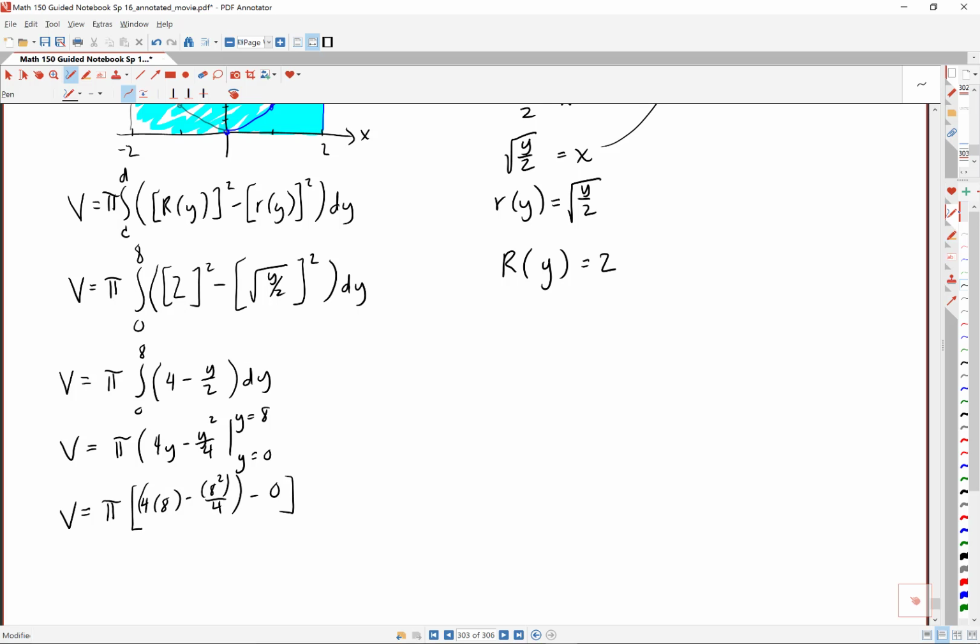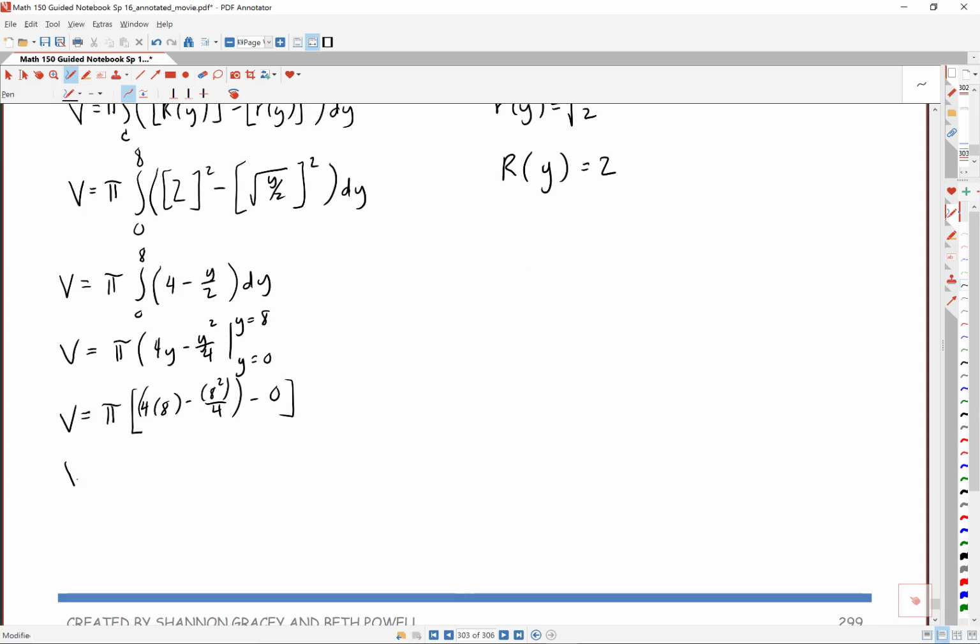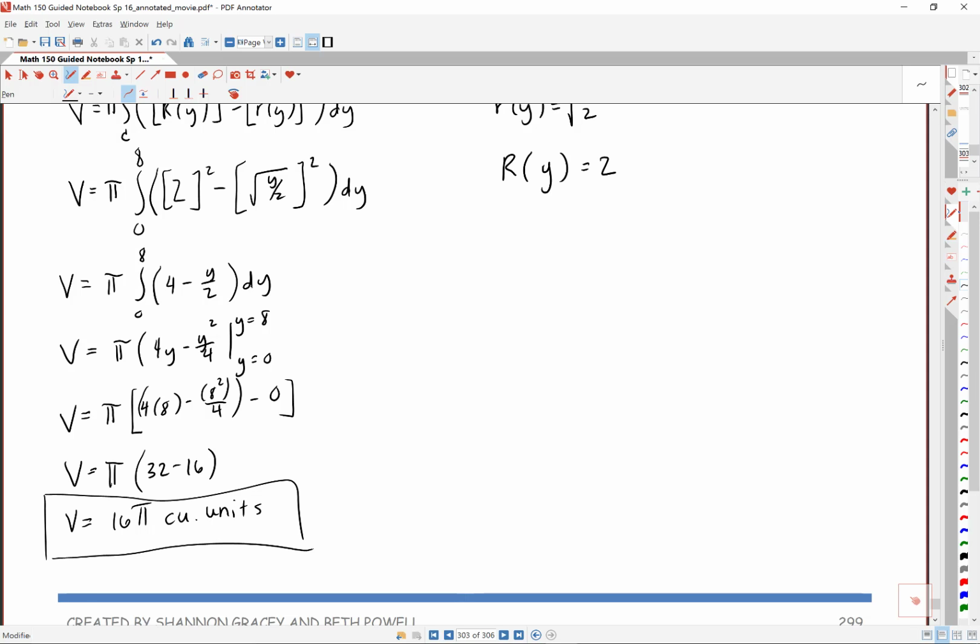So we will have our volume is pi times, we'll have 32 minus 64/4, which is 16. So we'll get 16 pi cubic units. And we're done. How'd you do? Awesome. Okay, so now let's look at this other case.